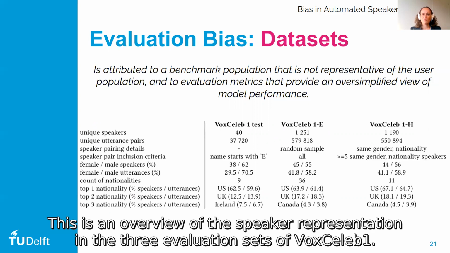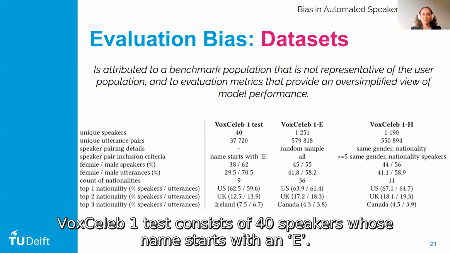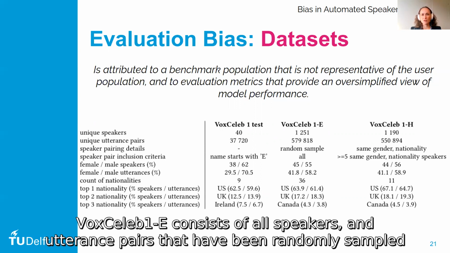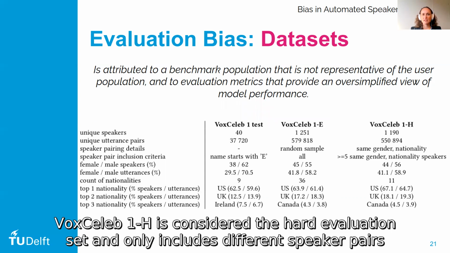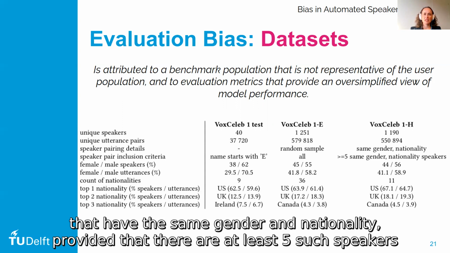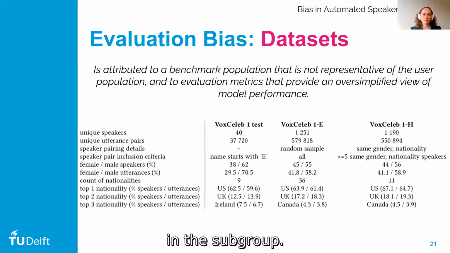This is an overview of the speaker representation in the 3 evaluation sets of Voxelab 1. Voxelab 1 test consists of 40 speakers whose name starts with an E. Voxelab 1E consists of all speakers and utterance pairs that have been randomly sampled across speakers. Voxelab 1H is considered the hard evaluation set and only includes different speaker pairs that have the same gender and nationality, provided that there are at least 5 such speakers in the subgroup.